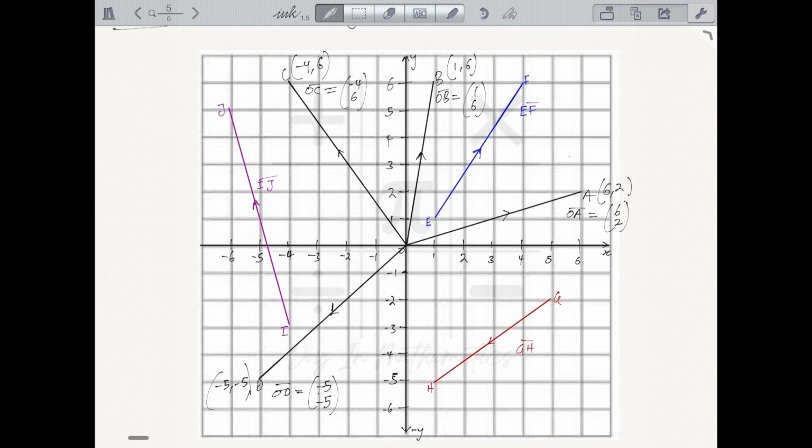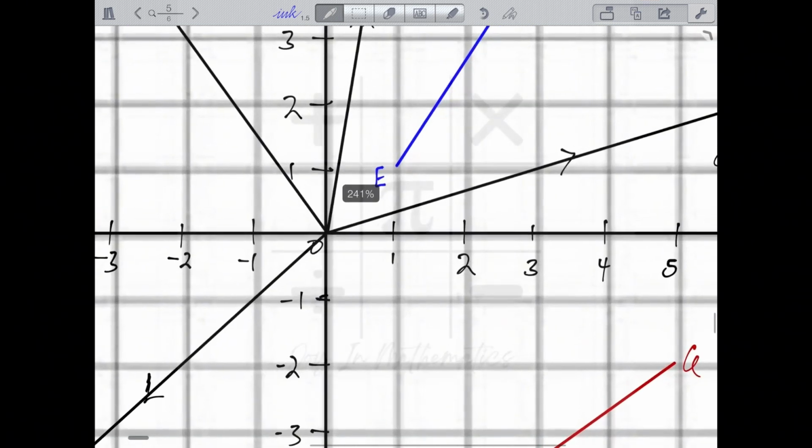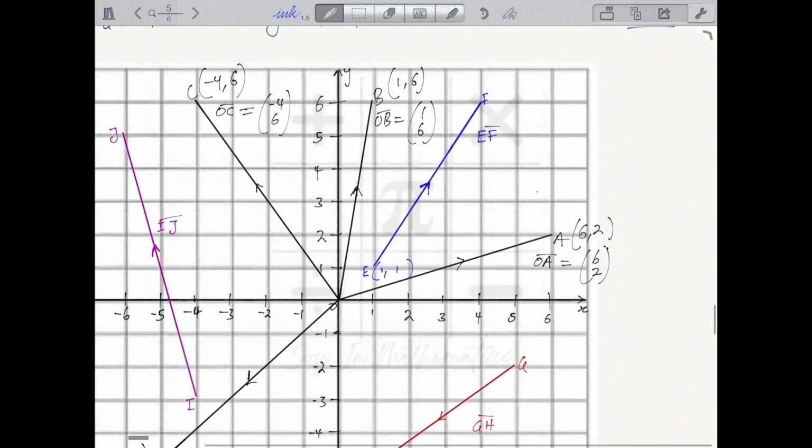Now, we want to solve the more tedious questions. We have EF, GH, and IJ. There's no doubt we're able to solve OA, OB, OC, OD correctly. Now let's move on to EF. For EF, we just have to evaluate the coordinates of both points. The coordinate of E is 1, 1, and the coordinate of F is 4, 6.